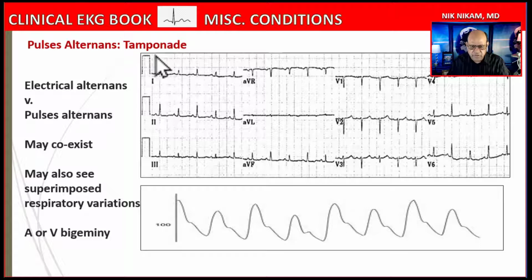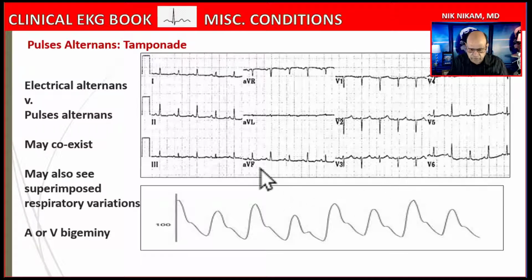We see electrical alternans, and we also have what is known as pulsus alternans. Electrical alternans reflects the electrical activity in the heart as the heart is swinging back and forth in a patient with large pericardial effusion or cardiac tamponade, whereas pulsus alternans refers to the pulse volume with each heartbeat. And of course, electrical alternans and pulsus alternans can coexist in a patient with large pericardial effusion or tamponade.